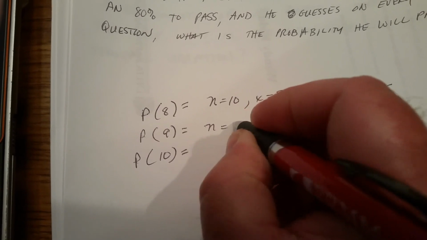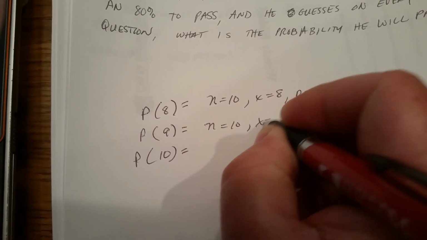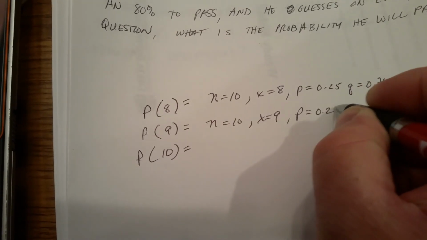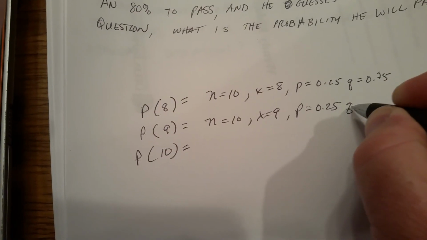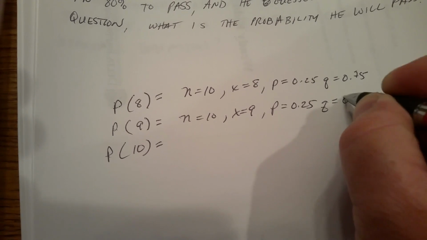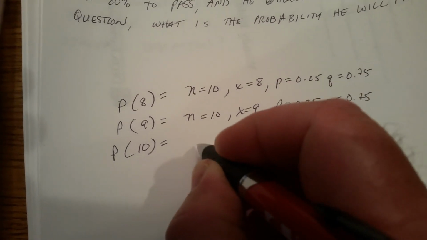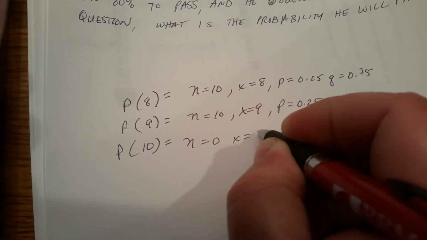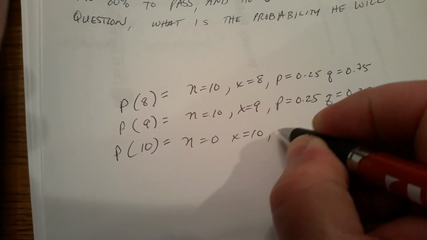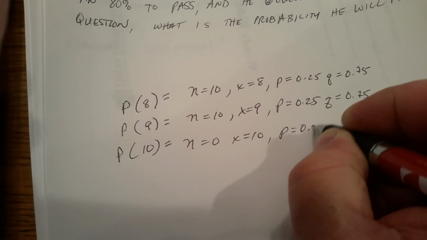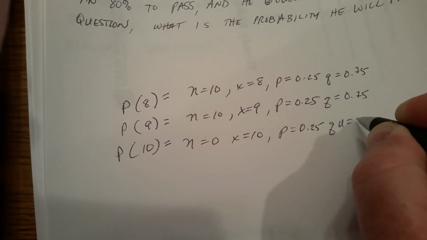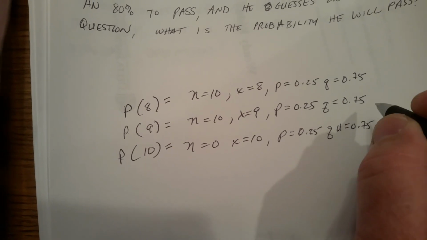For the next one, of course n is still 10. This time x will be 9. p will be the same, and q will be the same. And finally, n equals 10, x equals 10, p equals 0.25, q equals 0.75.